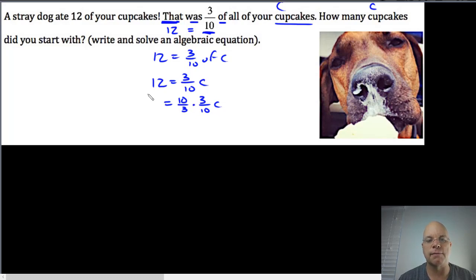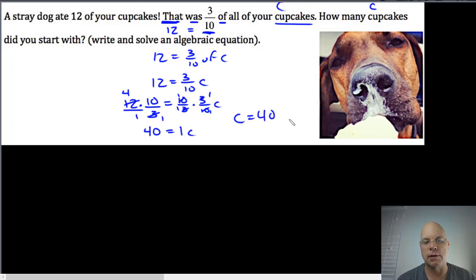If I multiply the left side of my equation by 10/3, I have to multiply the right side of my equation by 10/3. 12 multiplied by 10/3. I have a common factor of 3 here. 3 divided by 3 is 1. 12 divided by 3 is 4. And 4 times 10 is 40. So 40 over 1, which is just 40, equals, all these cancel. This is why we multiplied by the reciprocal. 40 equals 1c. So c equals 40 cupcakes.